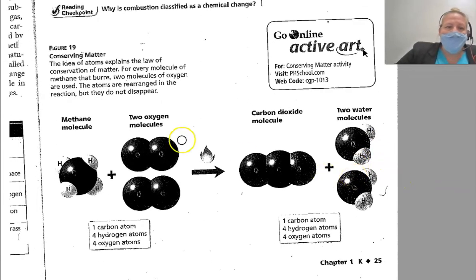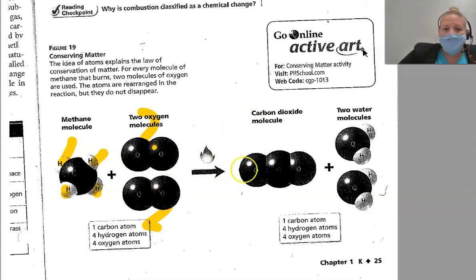Okay, so conservation of matter. The idea of atoms explains the law of conservation of matter. For every molecule of methane that burns, 2 molecules of oxygen are used. The atoms are rearranged in the reaction, but they do not disappear. So you can see our methane molecule has 1 carbon, and it has 1, 2, 3, 4 hydrogens. Okay, then we have 2 oxygen molecules. So remember we talked about oxygen gas comes in pairs. So we have 2 here and 2 atoms of oxygen gas.